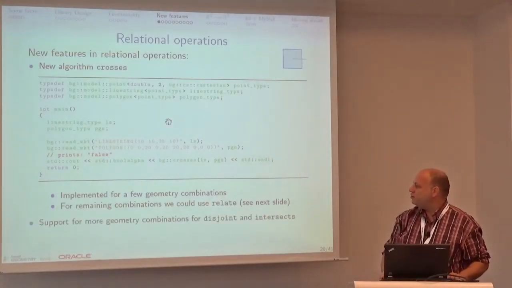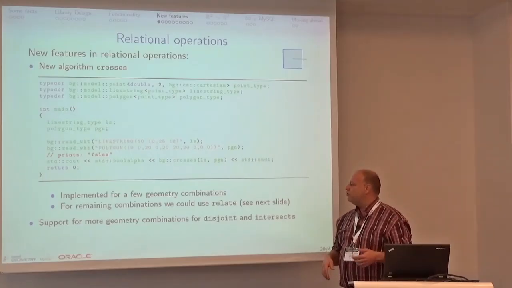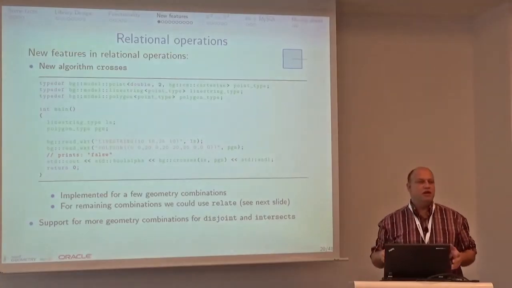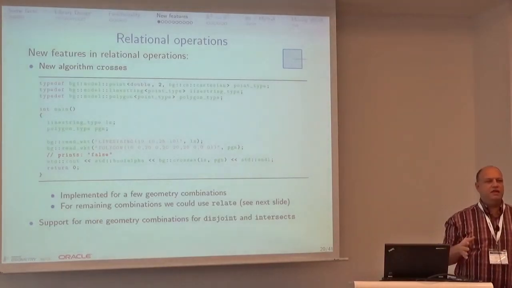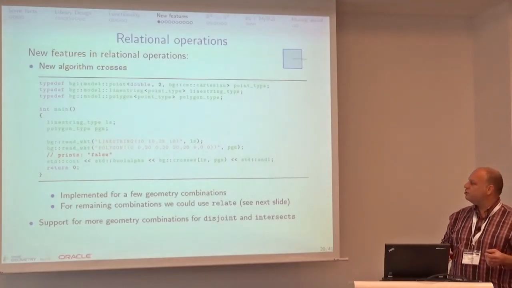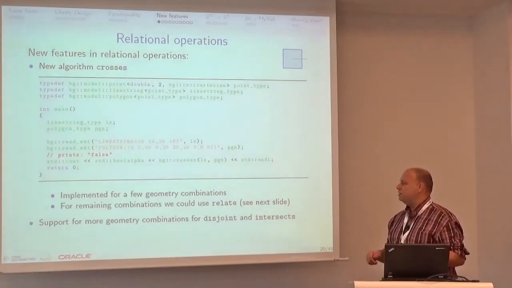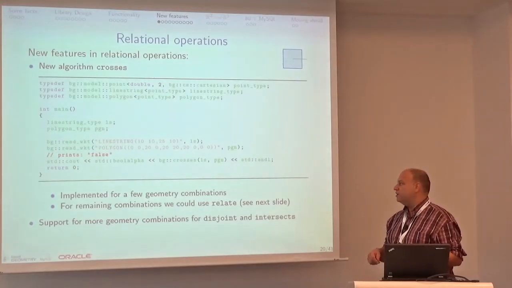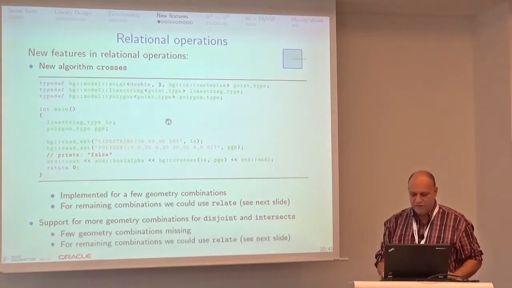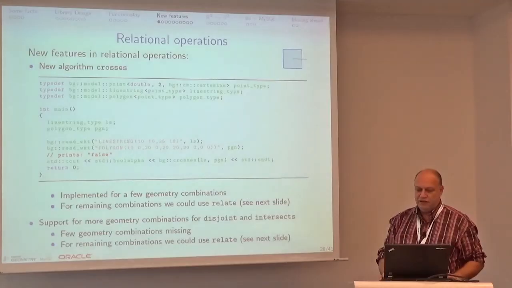And apart from crosses, we also have added a few more geometry combinations with respect to disjoint and intersects. These are basically the same thing. So before 1.56, you were able to call disjoint and intersects. These are predicates, relational operations, for certain combinations of geometries. We have really increased, almost doubled, the combinations for which you can call these algorithms here. And again, for the ones that are not implemented there, you can still use relate.